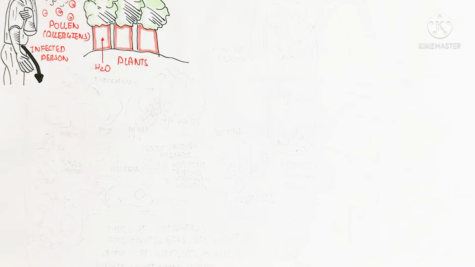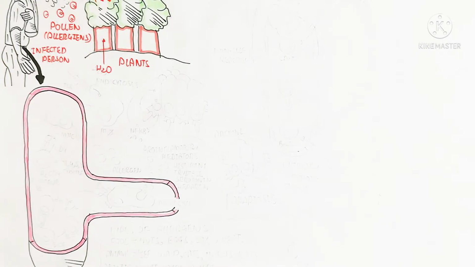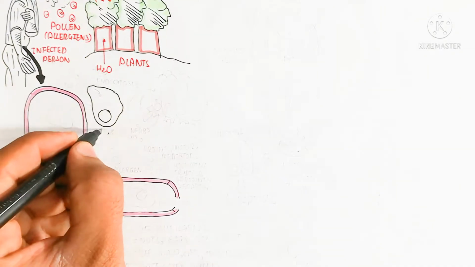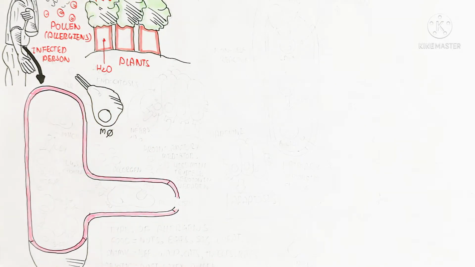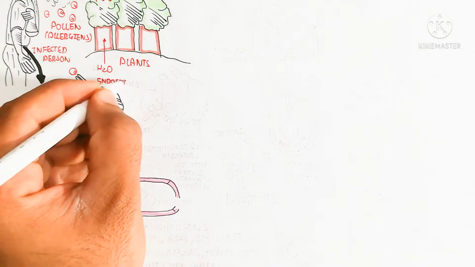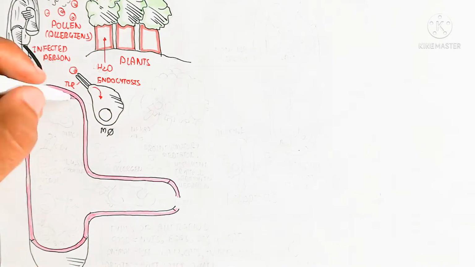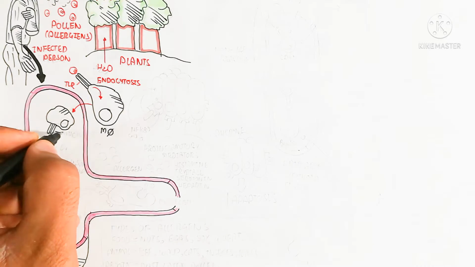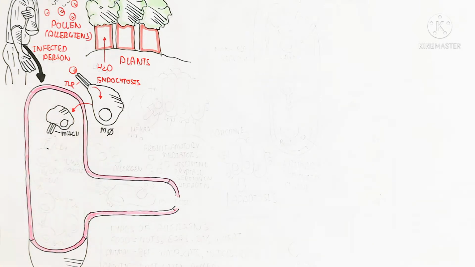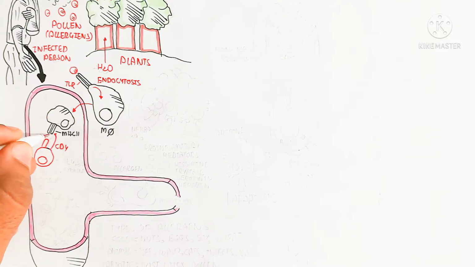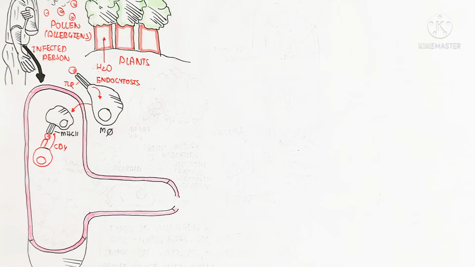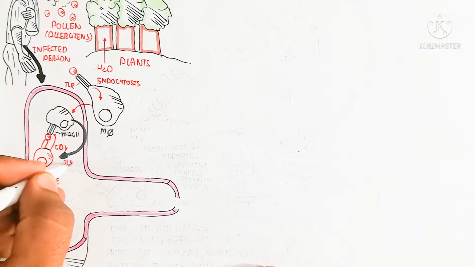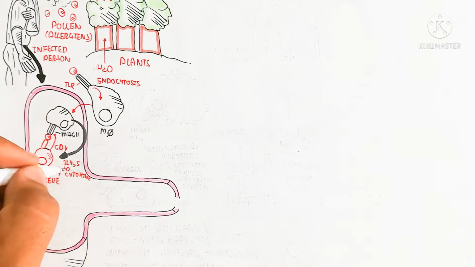So when the infected person inhales this pollen, the macrophages present in the lung epithelial cells and in the alveolar sac recognize this allergen via a toll-like receptor and endocytose it. After endocytosis, the macrophage acts as an antigen presenting cell and presents it via an MHC class 2 molecule to a naive T helper type 2 cell, which contains the CD4 molecule, and which moves toward the primary lymphoid tissue.